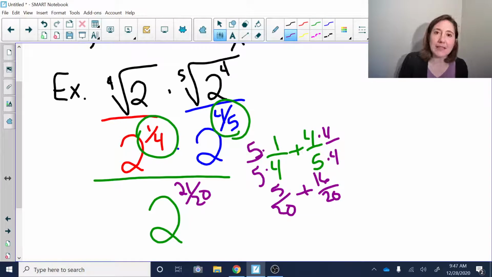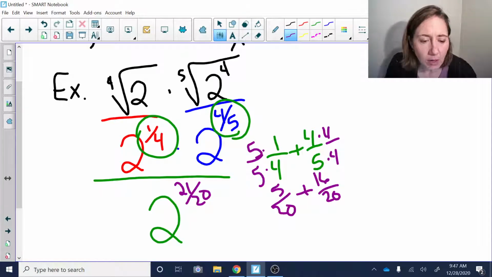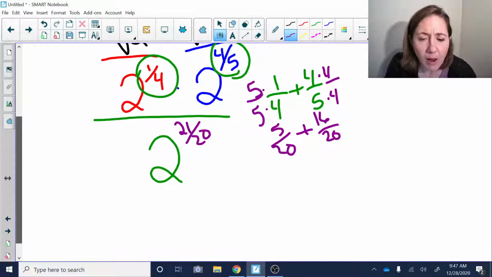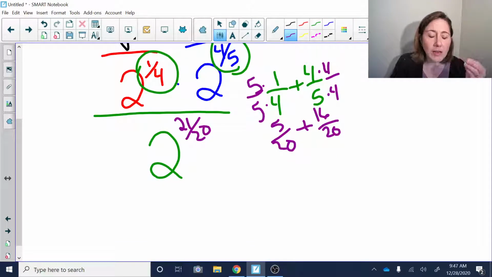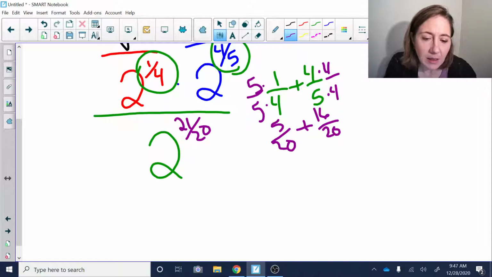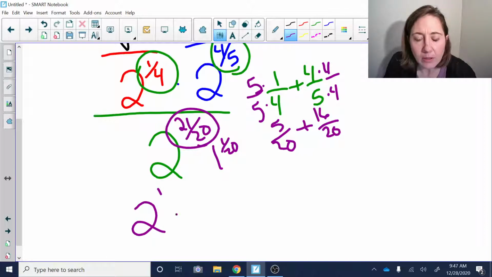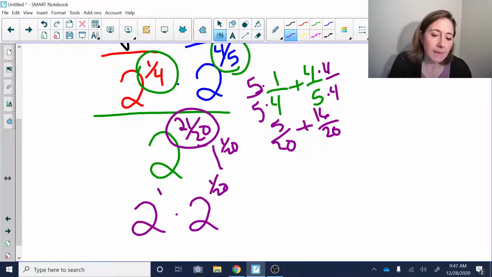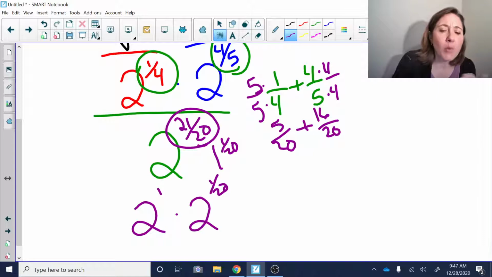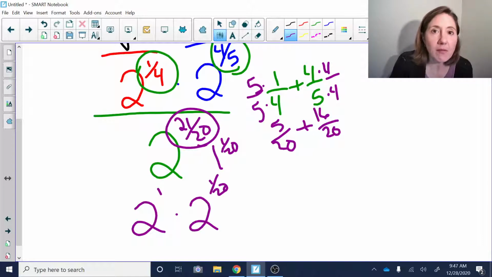A couple ways you might see this answer left. We could leave it like that. It's an improper fraction since 21 is bigger than 20. You also might see, if you think of this as a 1 and 1/20 exponent, you could write this as 2 to the 1st times 2 to the 1/20. That looks a little bit more complicated, so it probably would be preferable to leave it with the 21/20.